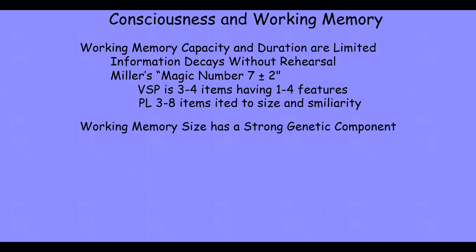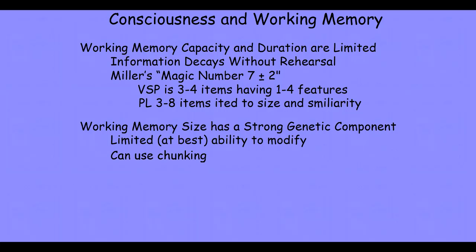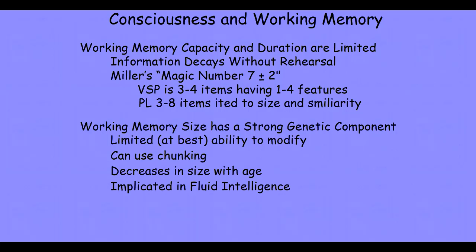Working memory size has a strong genetic component as well. So there's a limited capacity to modify it through brain exercises and things like that. We can adopt some strategies like chunking to help facilitate keeping things in our working memory by organizing them into groups, increasing the complexity of items, thereby decreasing the number of individual items, but increasing the overall amount held. And working memory decreases in size with age. It's implicated in fluid intelligence, which we'll see corresponds to operations that are categorized as System 2, and it serves as a gateway to long-term memory.